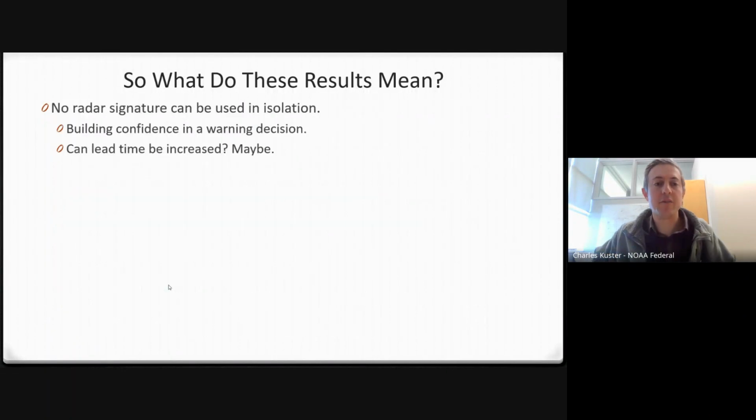And then I really just want to hit on this again. I've talked about it quite a lot, but none of these radar signatures can be used in isolation. It's all about building confidence in a warning decision, which is really what the mesovortex warning system is all about.